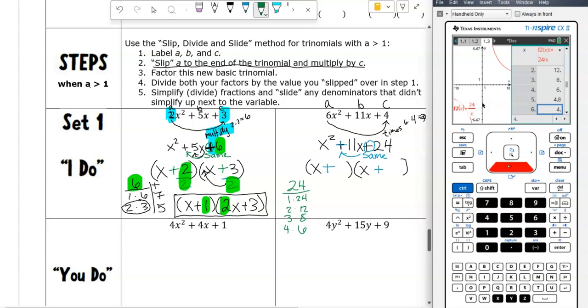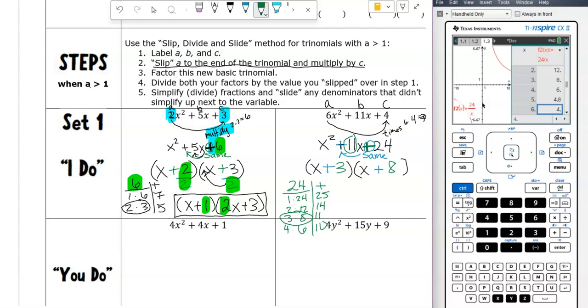Now, we are going to look at the last sign to determine if we add or subtract. This means we'll be adding. 1 plus 24 is 25. 2 plus 12 is 14. 3 plus 8 is 11. 4 plus 6 is 10. Well, we needed to find the terms that added to 11, and that was 3 and 8. So we'll have a 3 and an 8. Our last step is to divide both factors by the value we slipped over in step 1. So we will be dividing both factors by the number 6.